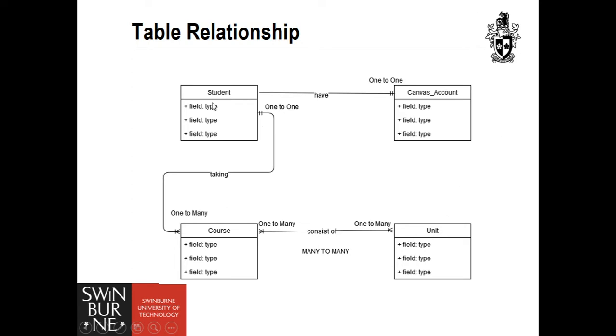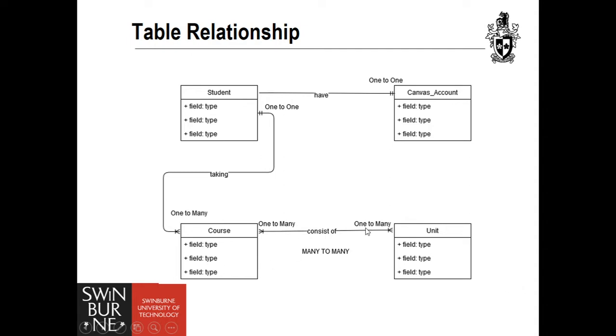For example, this one. Student, one-to-one student. One student can have one Canvas account, and then one Canvas account belongs to one student. One student taking many courses.